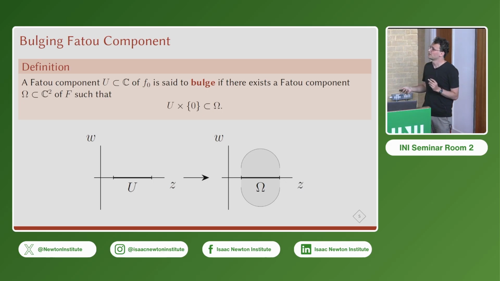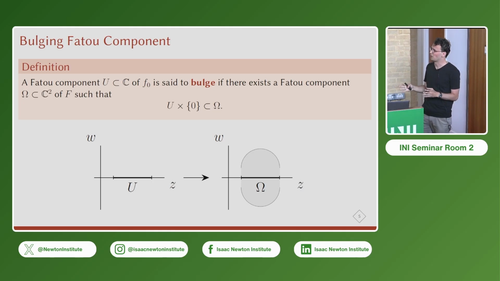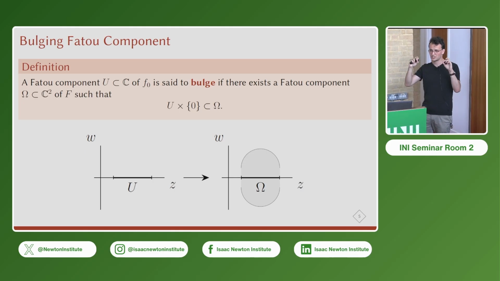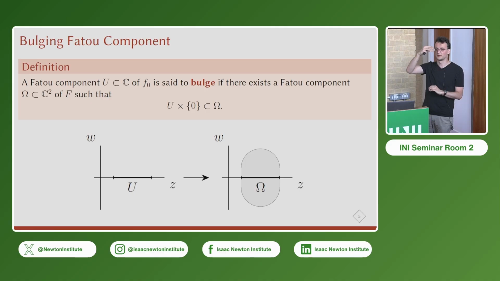And what you have to imagine is that on our fiber, so for w equal to 0, you have a Fatou component U. U is a Fatou component of f0, and we call it bulging if it extends outwards into a Fatou component of the skew product. So if a stable region on the fiber extends outwards into a stable region of the whole skew product.